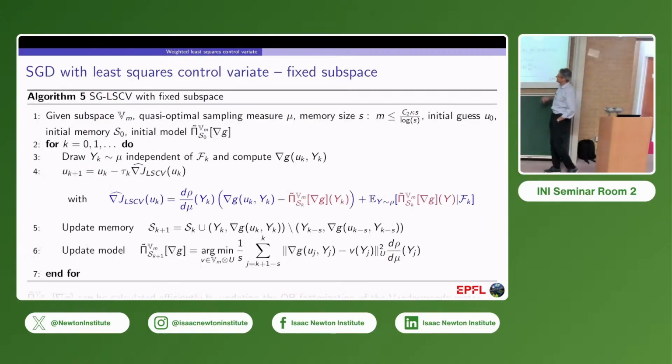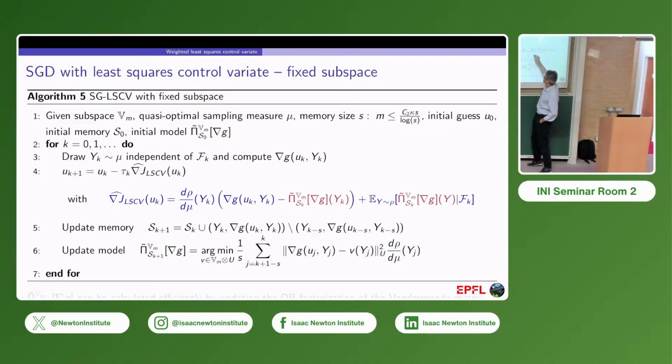So this is the overview of the algorithm. It's the same as before. I've just particularized it for the case of the regression. So this is for a fixed subspace. If we fix a priori VM and the sampling measure mu and the size of the memory that satisfies this sampling inequality, then we iterate. At each iteration, I draw one realization from U. I evaluate the gradient, and then I use this control variate, where I subtract this least square projection plus the mean, and then I update the memory.